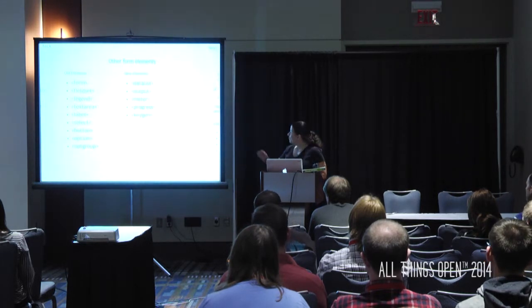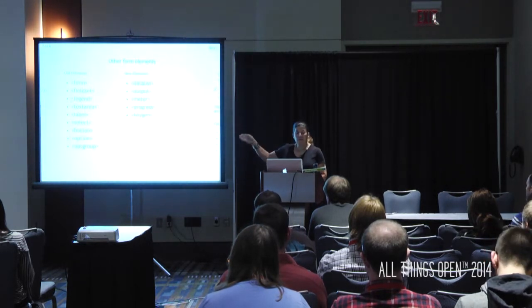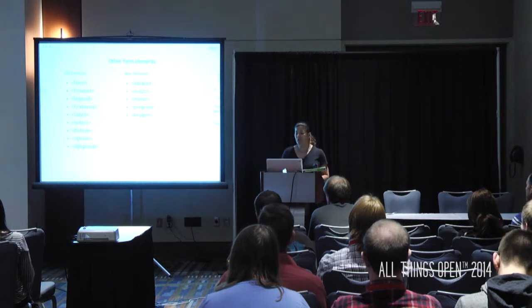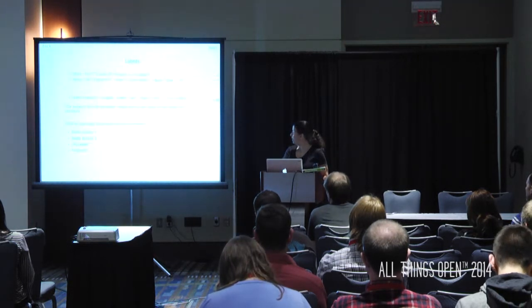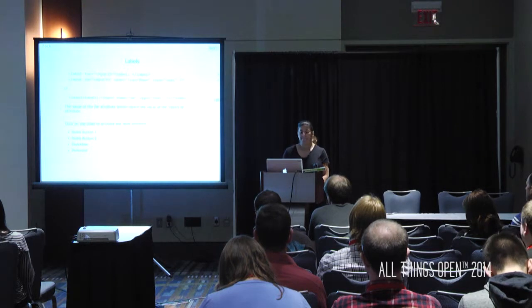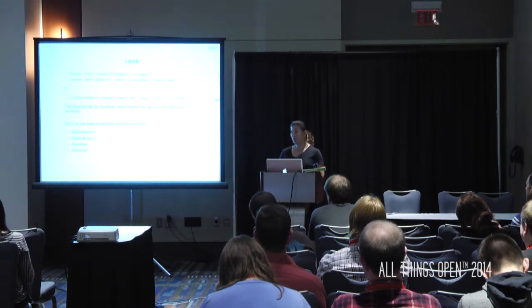Okay, and these are the old elements that we had and the new elements that we are given. So we have a datalist, which I will cover, output, meter, progress, and keygen. I'm not going to cover keygen in depth, but it's basically to generate a key for RSA. So that's kind of cool that you can do that in the browser. Okay, so now that I told you what we're going to cover, let's start covering it.